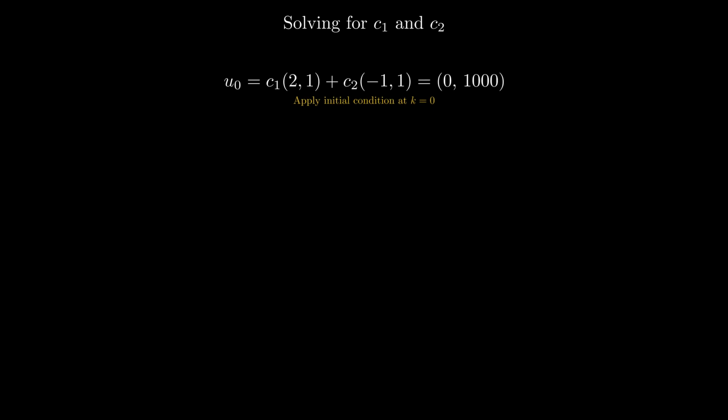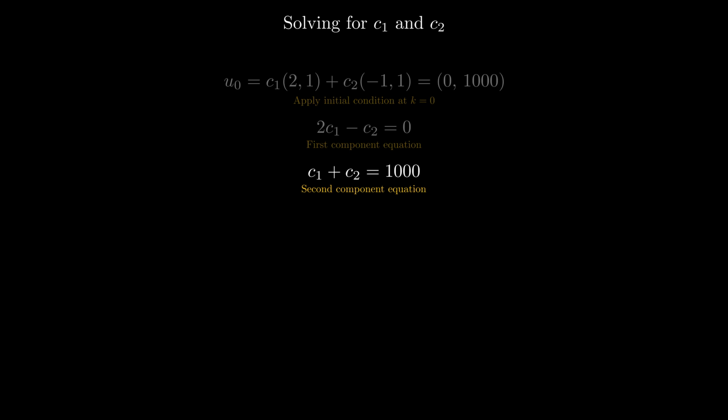Plugging in, we get c1 times the vector 2, 1 plus c2 times the vector negative 1, 1 equals 0, 1000. That gives us two equations, one from each component. The first component says 2c1 minus c2 equals 0. The second component says c1 plus c2 equals 1000.